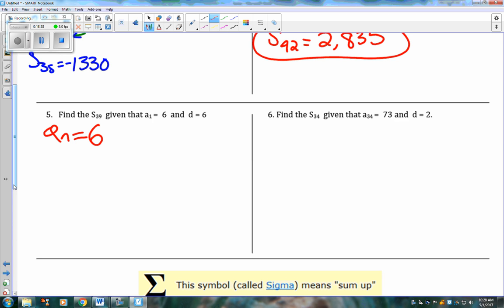On this one, you're going to have to use 2 different formulas. I don't have the n. You don't have the number for the term 39.